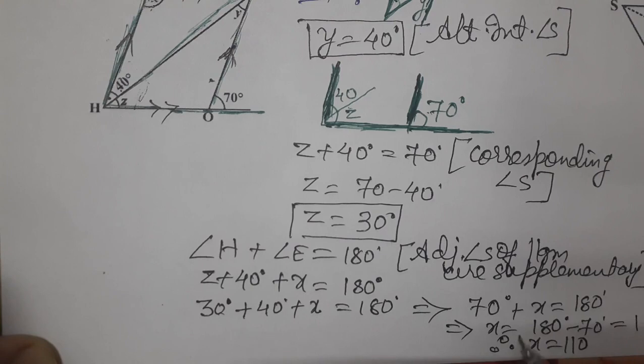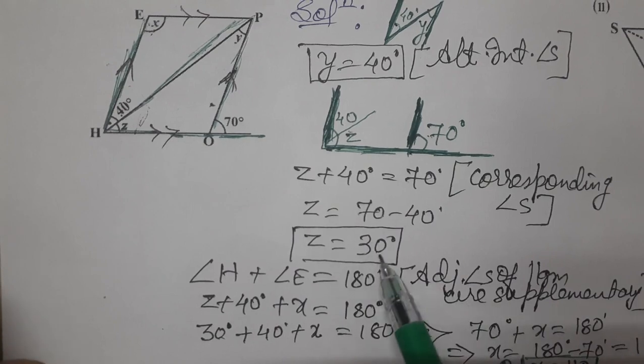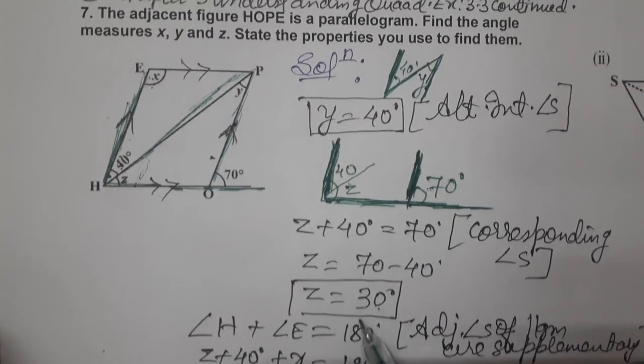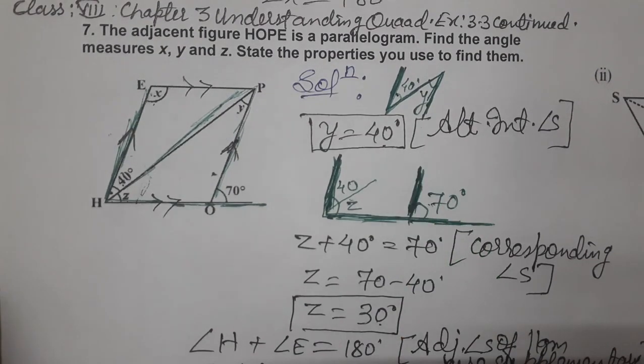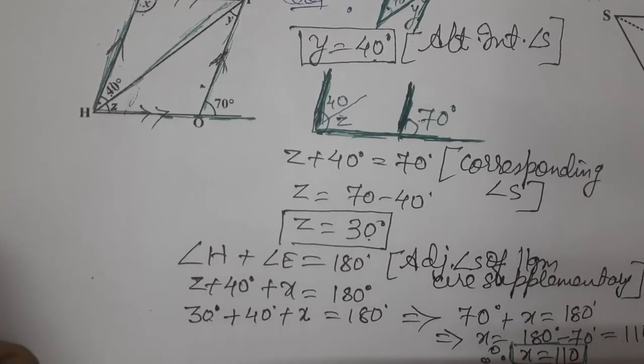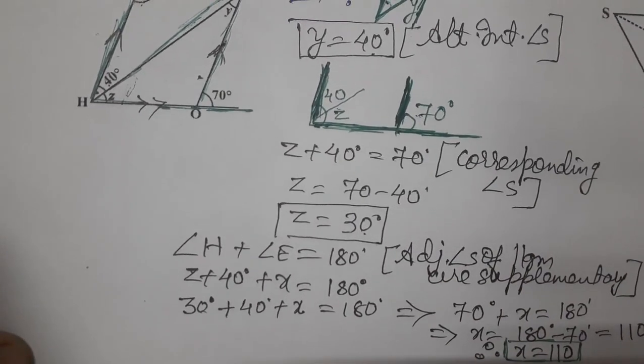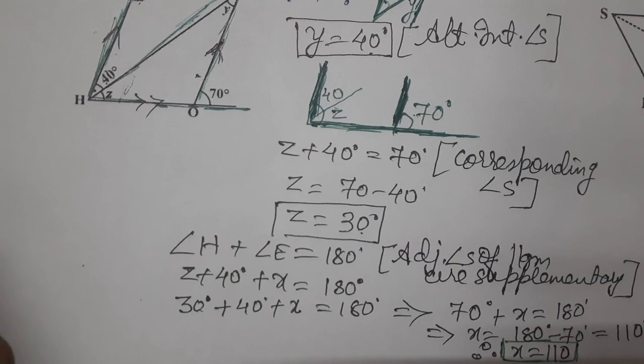So we got all the values. X is 110, Z is 30 and Y in the beginning 40 degree. Clear children, this question? Now we'll do the next one. After question number 7, the 8th one.